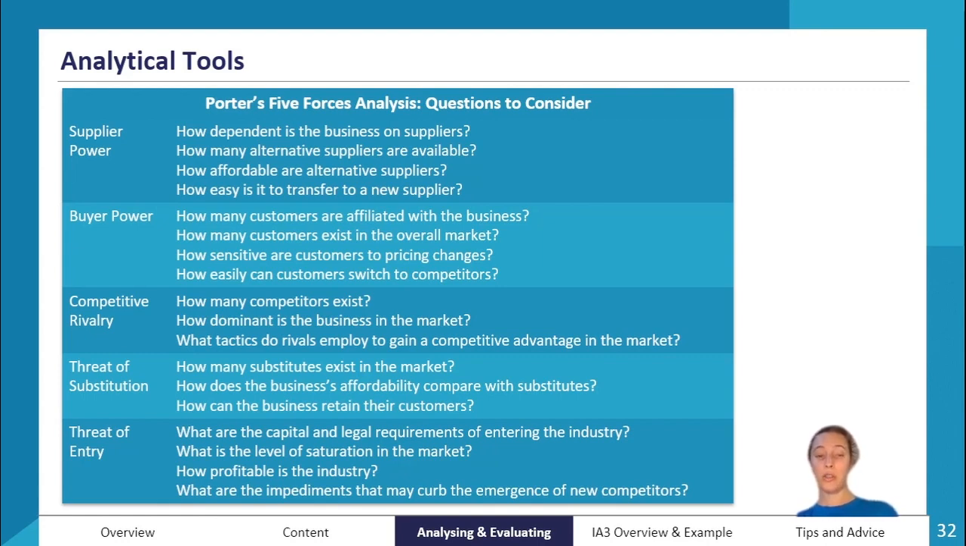How profitable is the industry? And what are the impediments that may curb the emergence of new competitors? So again, that idea of all of the requirements that they may face to come into the industry, the different cost factors, and yes, particularly in Australia, we do have lots of rules around licensing and things like that. So there have been businesses from overseas in that supermarket sector that have wanted to come into Australia and haven't, because of those restrictions, and also the market domination of those existing competitors.